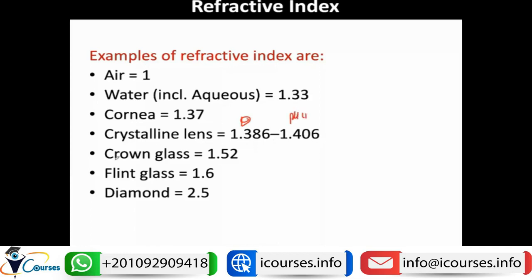There are two types of glass: the crown glass and the flint glass. The flint glass has a higher refractive index. So if a glass is made of flint glass, it will be more compressed or thinner. And the diamond has a refractive index of 2.5.